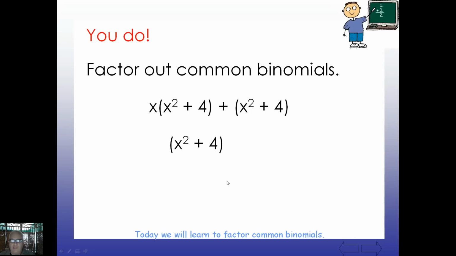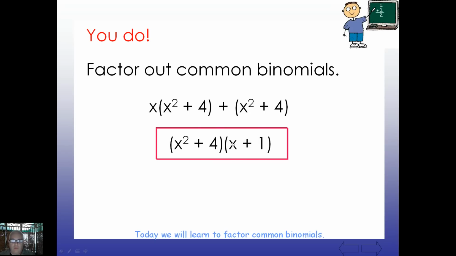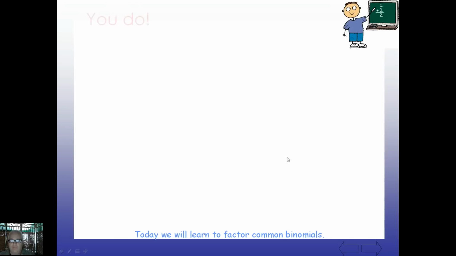So let's see, x squared plus 4 comes out to the front, and what did we say this coefficient was here? It was the number 1. So you're left with the quantity x squared plus 4 multiplied by the quantity x plus 1. And this is your factored form right there.